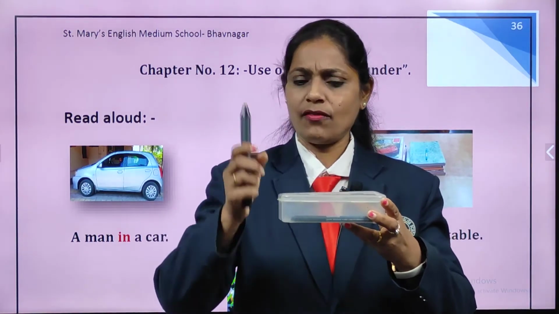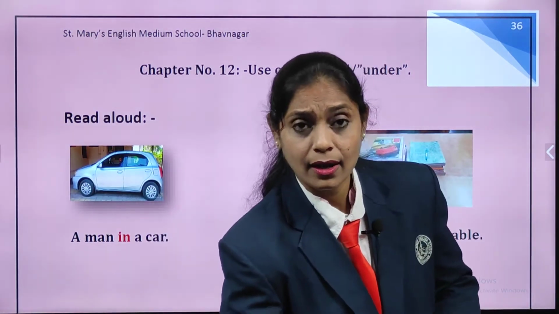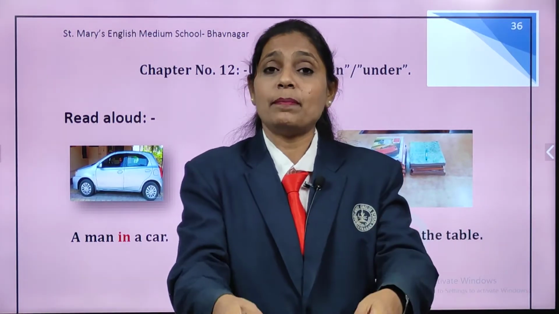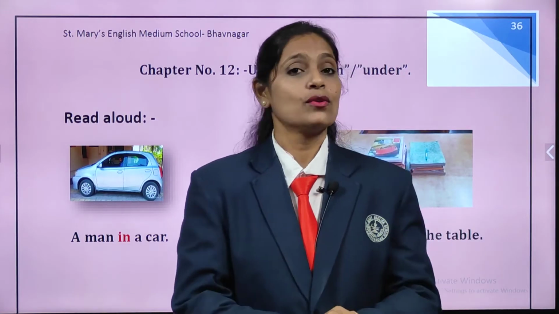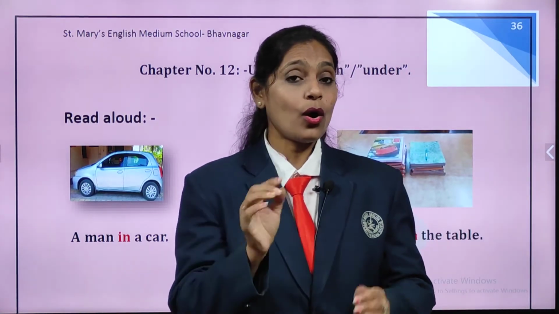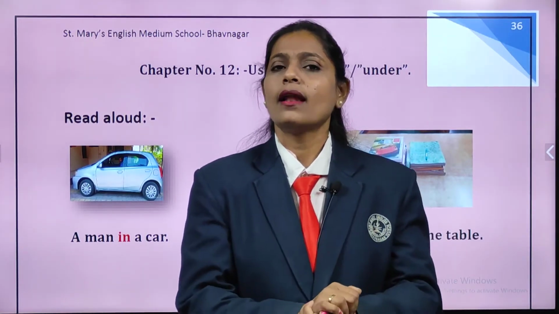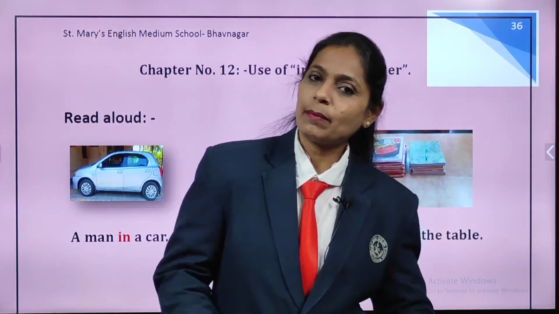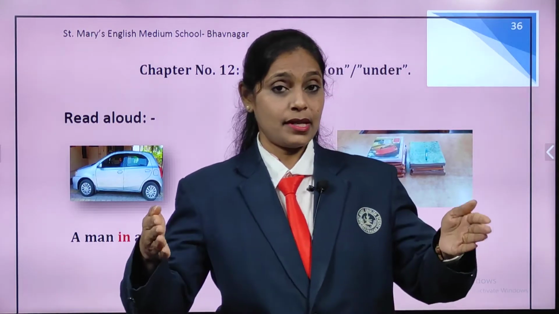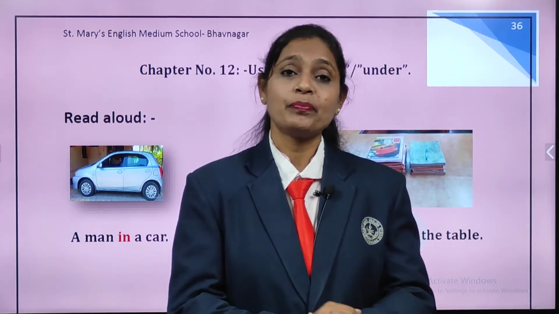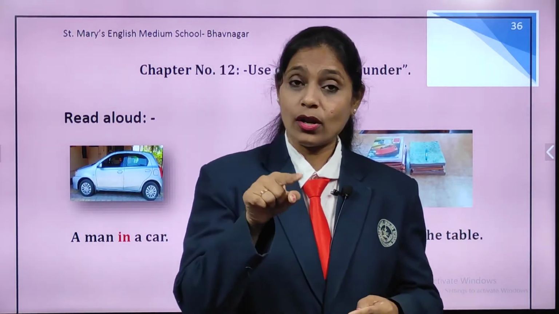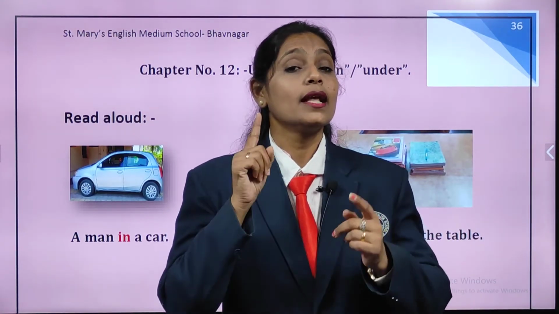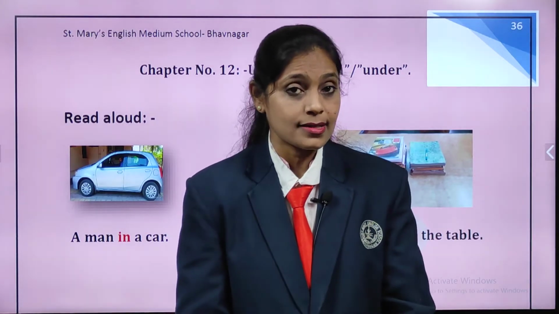Okay. Now same way, I am having a table. Now what do I do? I take my ball and I keep it up on the table. So what I am going to say? The ball is on the table. Now what I am going to do? I am going to take that ball and I will keep that ball down. Means table is there, down I am going to keep that ball. So what I am going to say? Now the ball is not on top, it is not up, it is down. So I am going to say the ball is under the table.